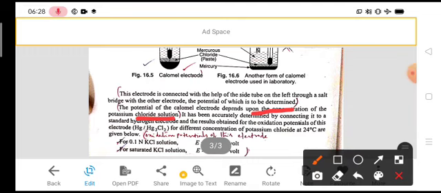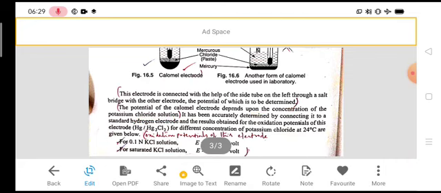But in case of the normal hydrogen electrode, the potential depends upon the concentration of the hydrogen ions, and also depends upon the pressure of the hydrogen gas, which is introduced through the outer tube. Similarly, in case of the calomel electrode, the potential depends upon the concentration of the potassium chloride.